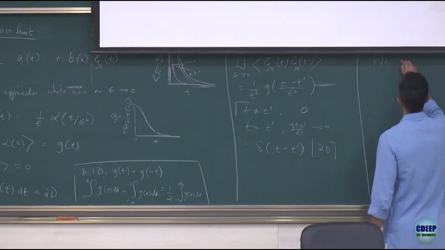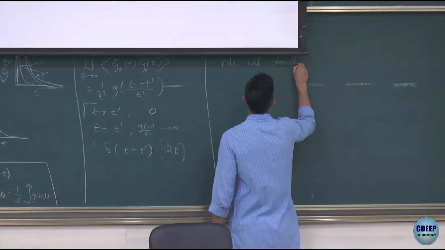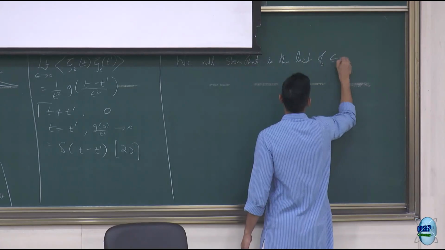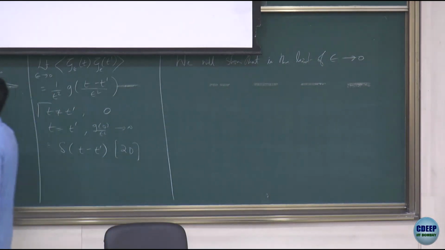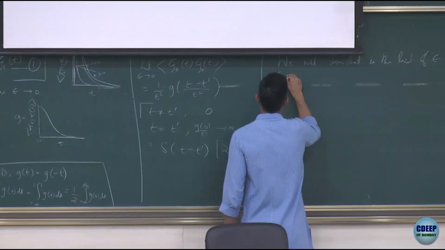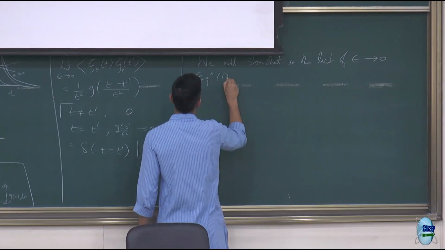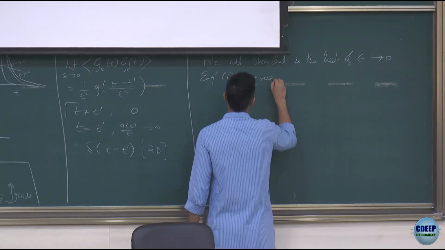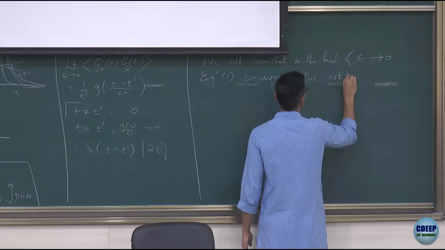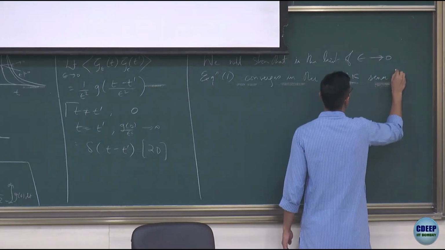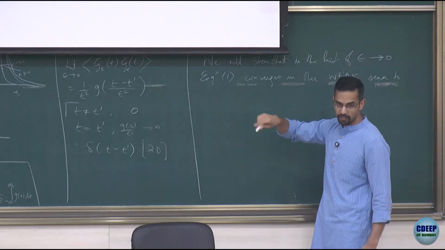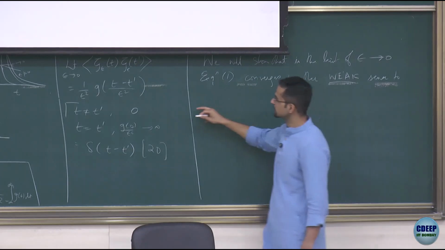So let's just look at a preview. So what we will show at the end of the next couple of lectures is, as we take epsilon to 0, equation 1 will converge in the weak sense, I'll come back to that again, to the following SDE.